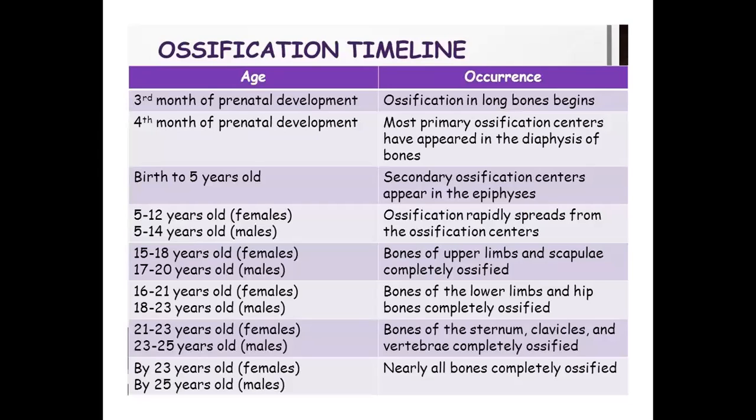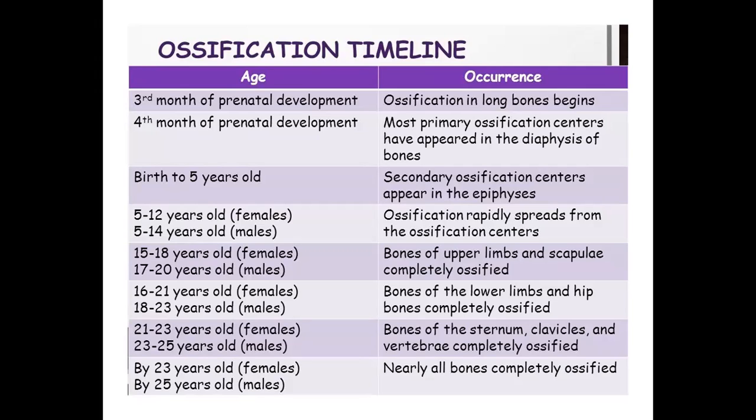Now, this is just a snapshot of the ossification timeline so that you can see at what stage bones start to ossify or harden. Now, this begins while you are still growing in mom's belly. So, 3 months of prenatal development.